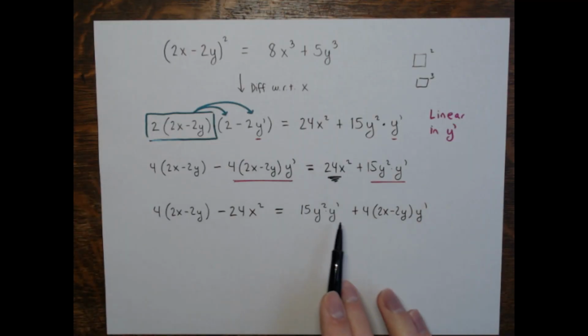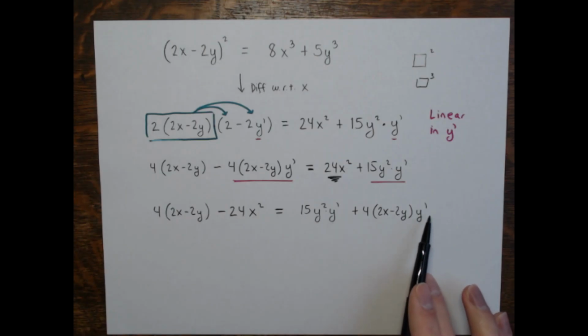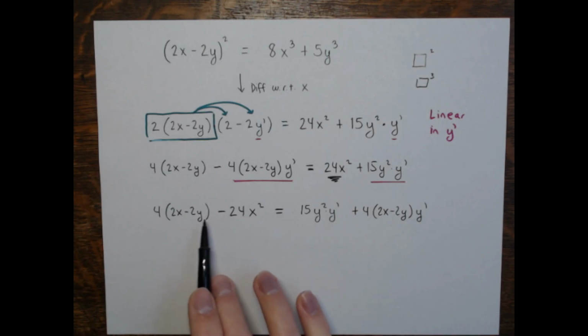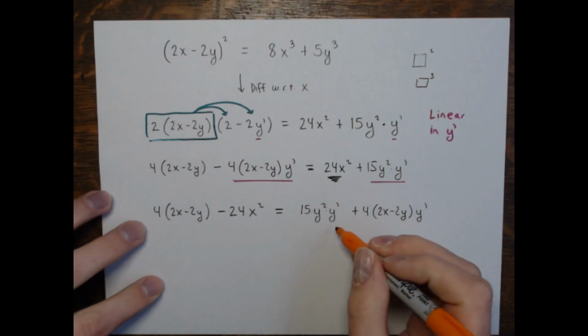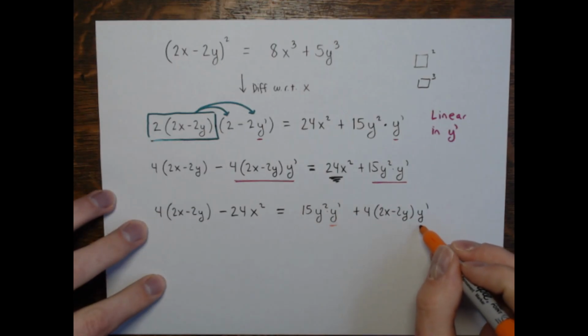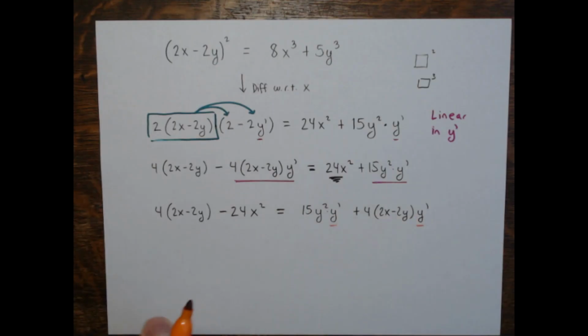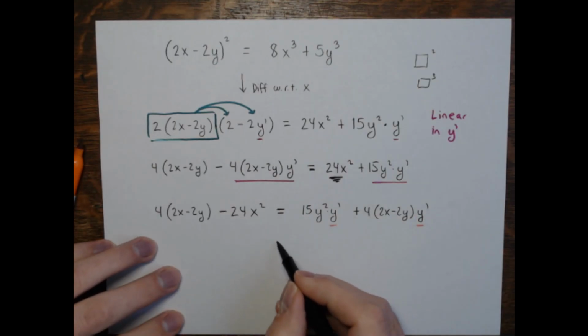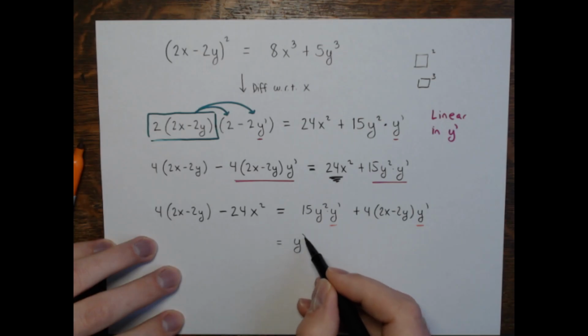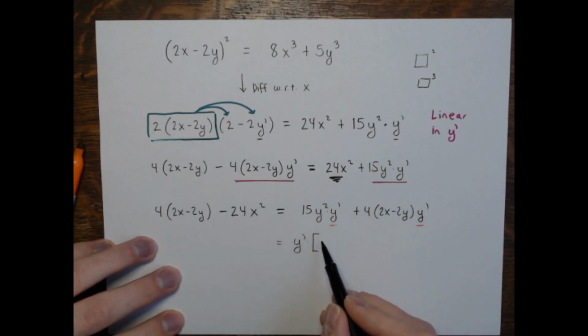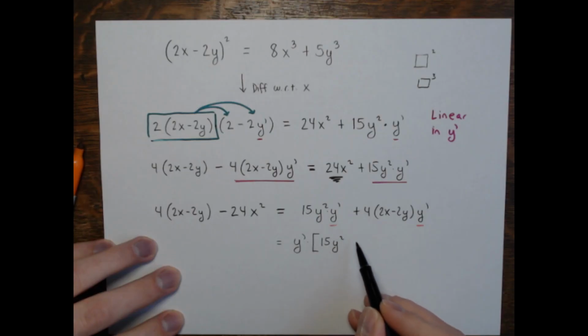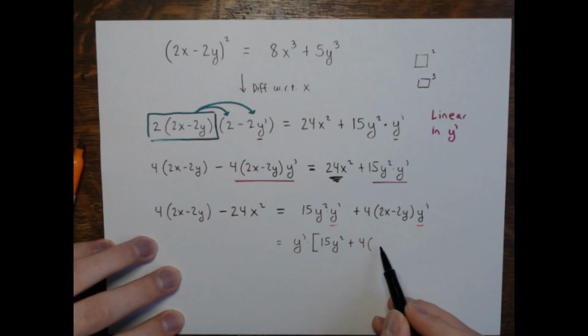All right, so now all the terms that have y prime attached are on one side, all the terms that don't have y prime attached are on the other. And then we're going to factor out y prime, right? That's the whole point of this setup. All right, both of these terms over here have y prime attached, right? So I'm going to factor that out, pull y prime out of both of these, and what would be left over as the other factor would be 15y squared plus 4 times the quantity 2x minus 2y.